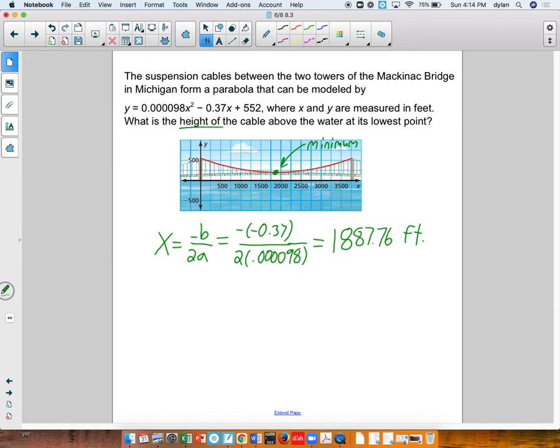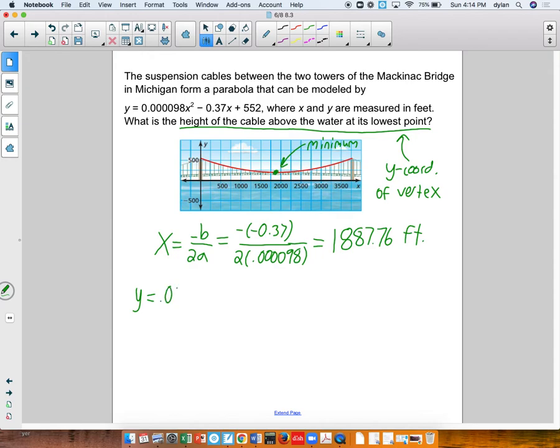So now, if we want to find the height of the cable above the water at its lowest point, which is what the problem was actually asking for, that's really asking for the y-coordinate of the vertex. So we're going to take that x-coordinate and we're going to plug it back into our original equation.